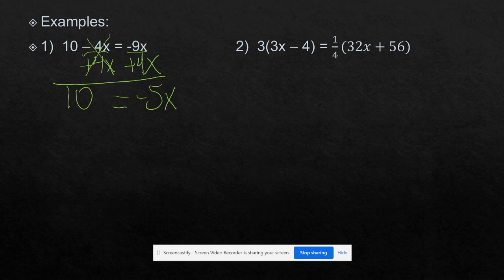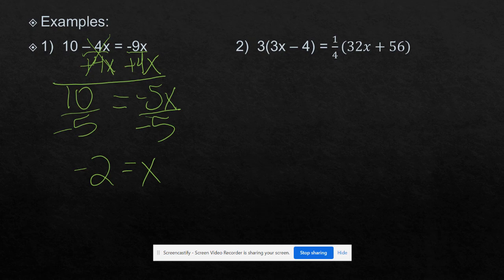Now we can isolate the variable or get x alone. Right now we're multiplying negative 5 times x. The opposite is to divide both sides by negative 5. 10 divided by negative 5 is negative 2. So x is negative 2.